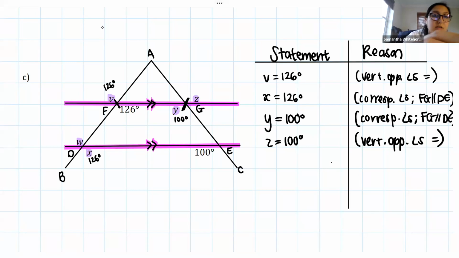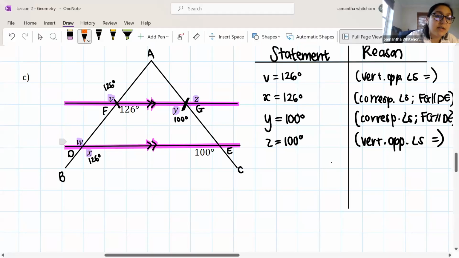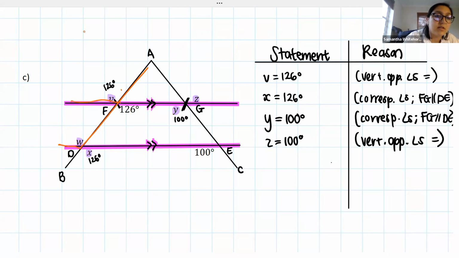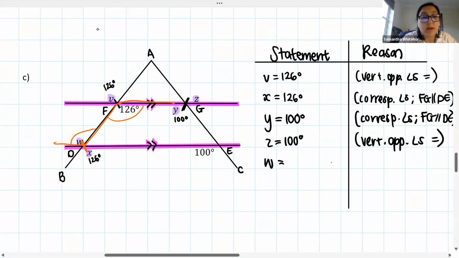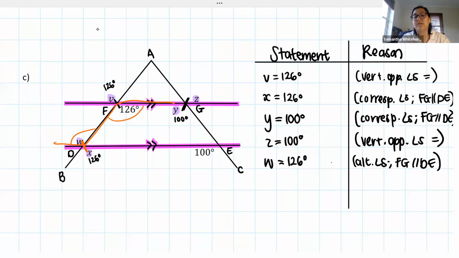And now if I go back to W, there's a couple different ways you can do it. W, you can either see this orange F shape, and so it corresponds with 126 at V, or you can see this Z shape, and so it's alternate to 126. Doesn't matter which one you use. Third way you could do this, vertically opposite angles with X. Really, whichever one. So I'm going to use alternate just because we haven't used that reason yet. W is 126, alt angles, FG parallel to DE.